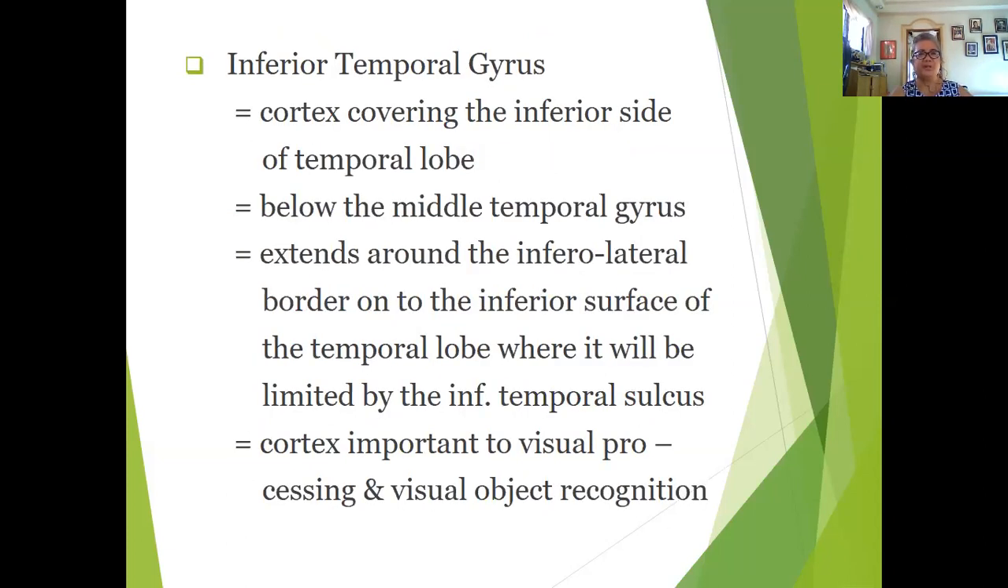Now, the inferior temporal gyrus, this is the cortex covering the inferior side of the temporal lobe. Now, this is found below the middle temporal gyrus. And this will extend around the inferior lateral border onto the inferior surface of the temporal lobe, where it will be limited by your inferior temporal sulcus. Now, the cortex is important to visual processing and visual object recognition.